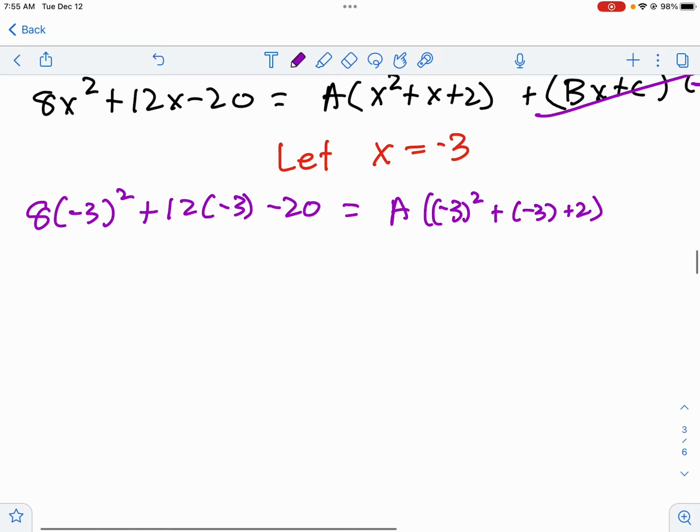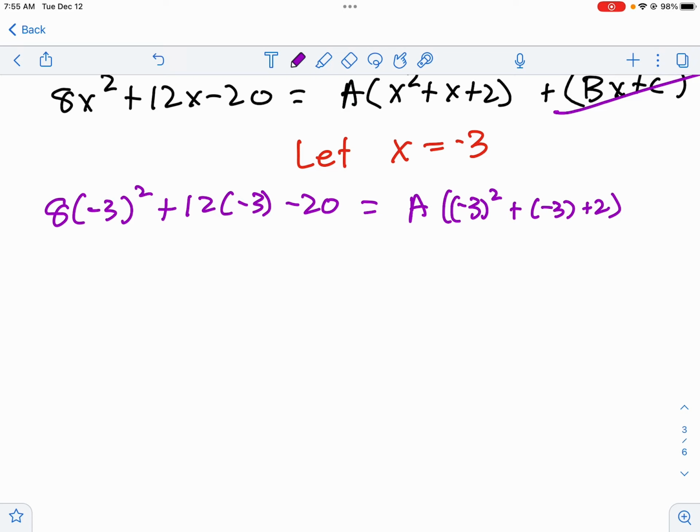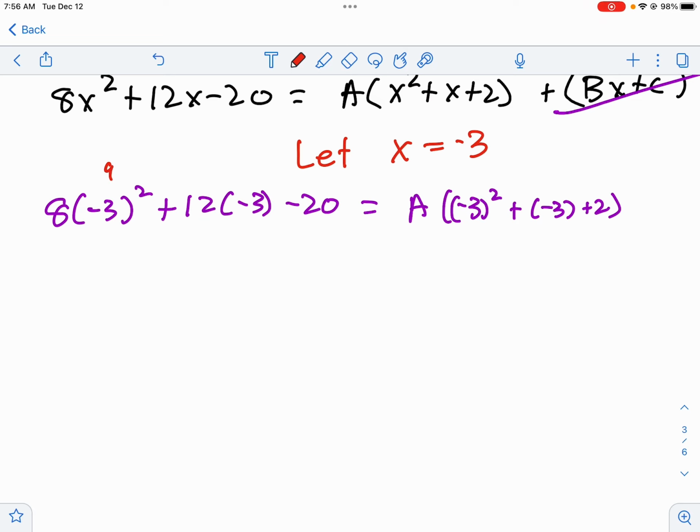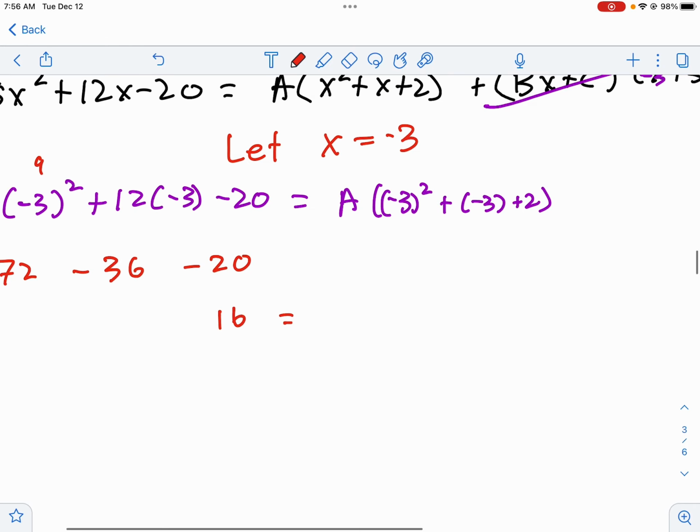So on the left side, let's see, this is 9, so that's 72, minus 36, minus 20. That's 16. On the right side, this is 9 minus 1, that's 8, 8A. Therefore, A is equal to 2.